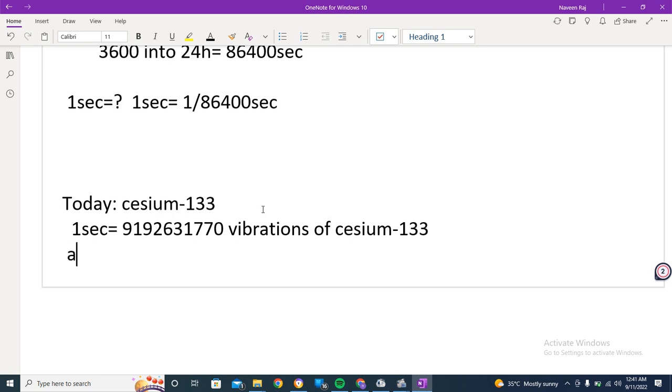Accuracy, if we talk about accuracy, is equal to 1 second in 30,000 years, right? So if you talk about accuracy, it is highly accurate. Only a 1 second mistake can come in around 30,000 years, and that is such a long time period.